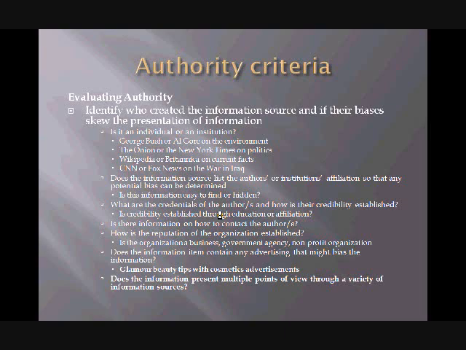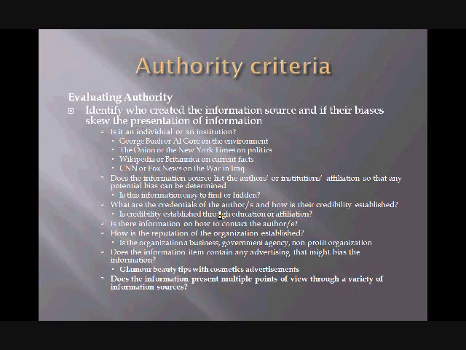And does the information item contain any advertising that might bias the information? For example, in an article about health and beauty, are there advertisements from Glamour magazine for beauty tips or cosmetics advertisements? And does the information present multiple points of view through a variety of information sources? You need to consider all these things when you are evaluating the authority of an information resource.